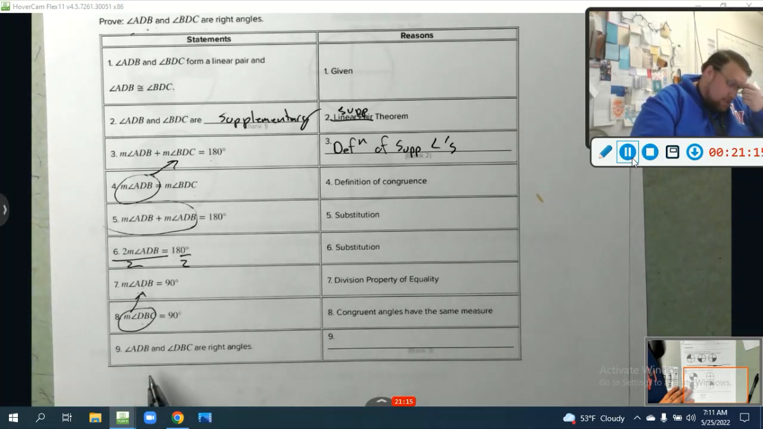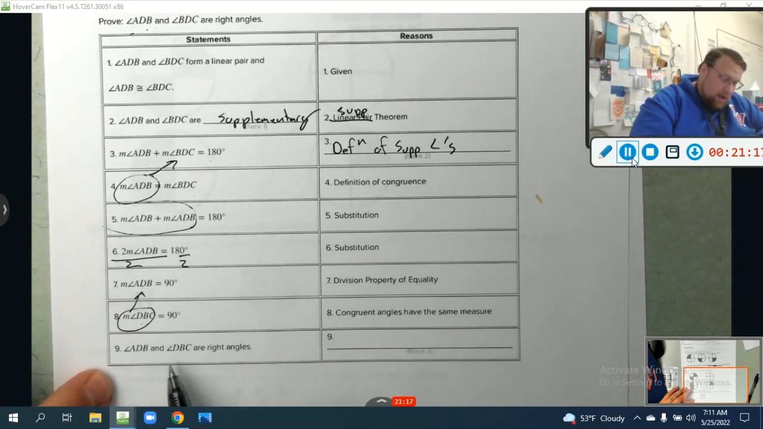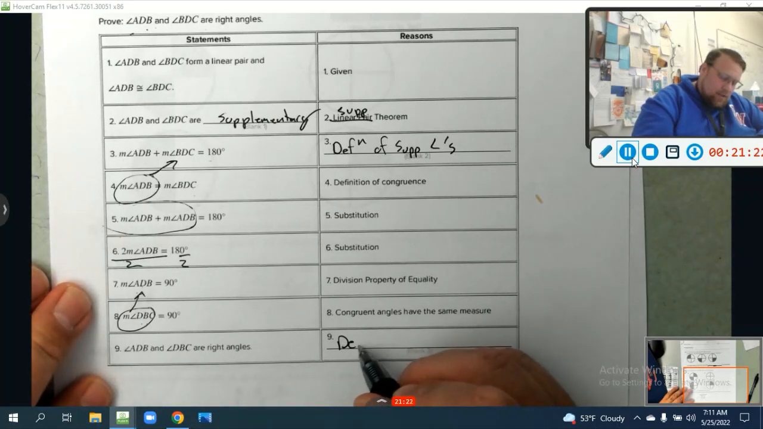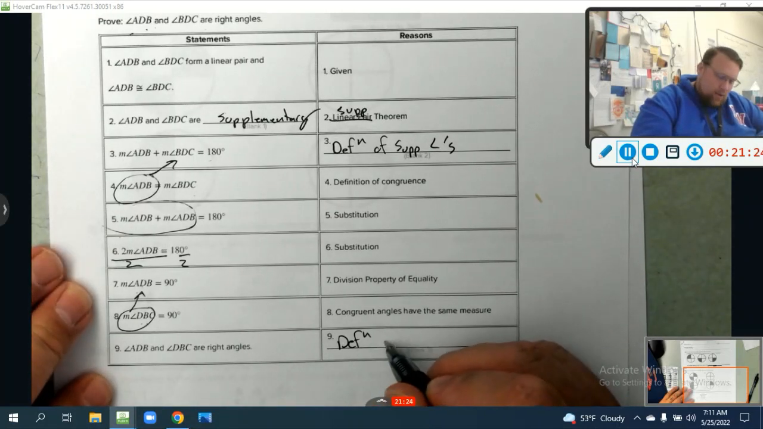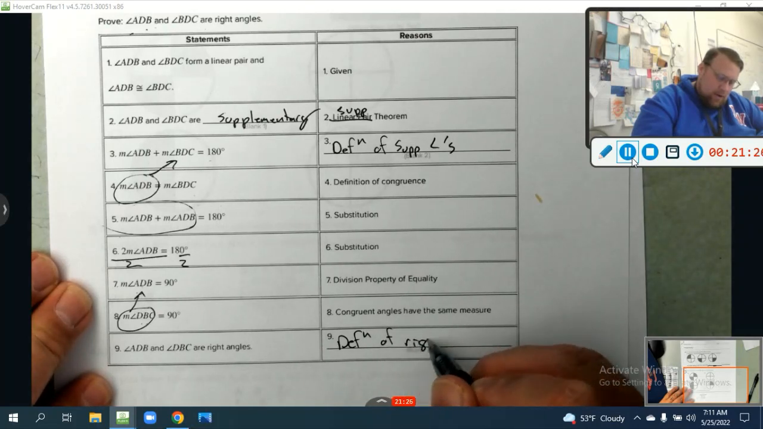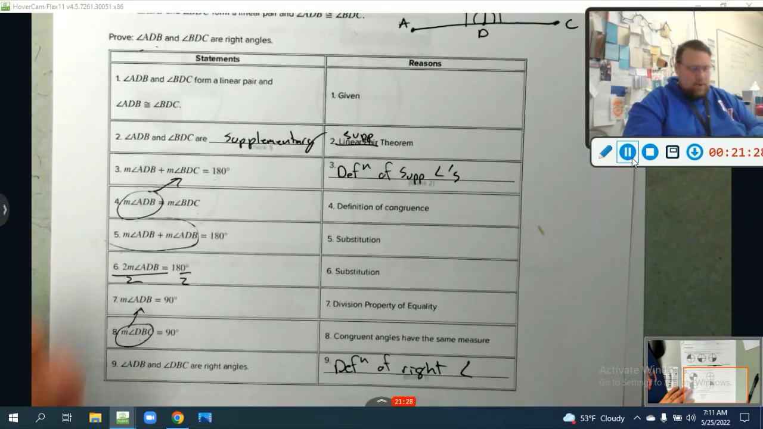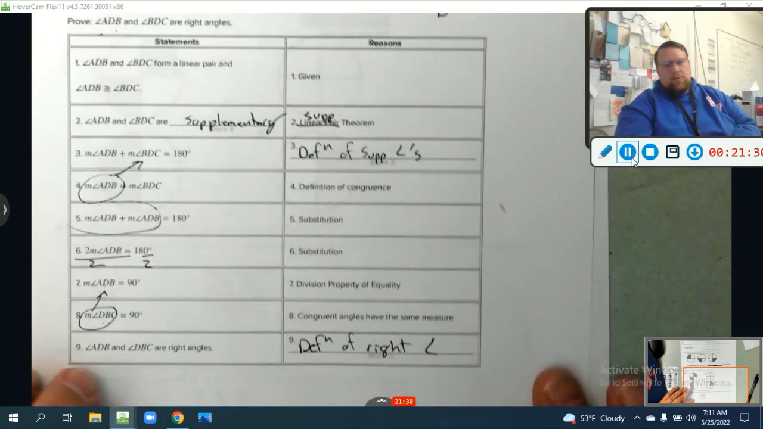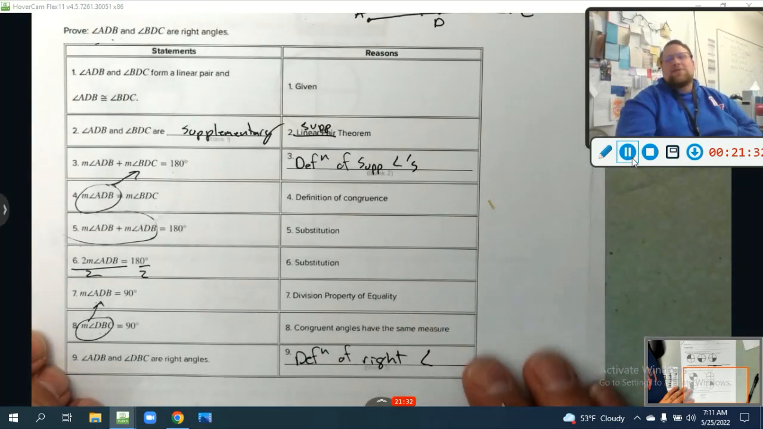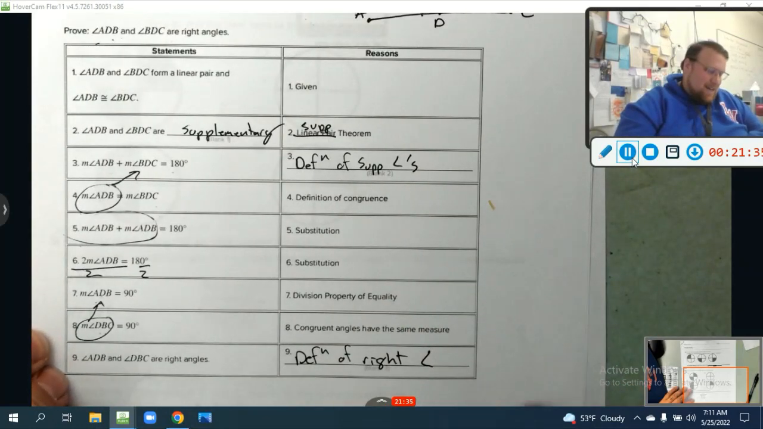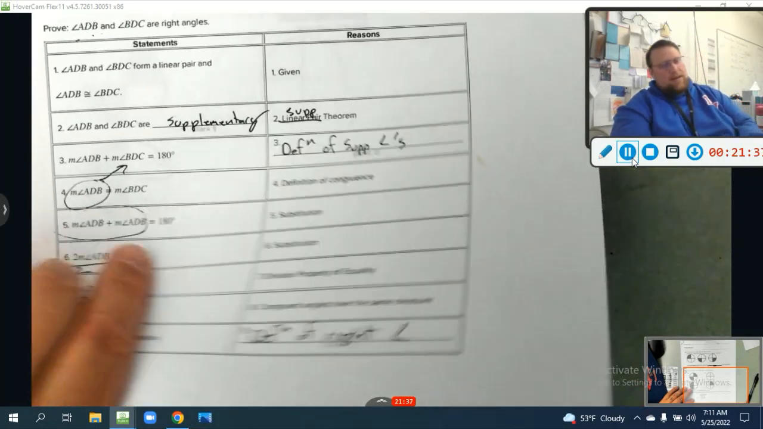And then last, we have angle ADB and angle DBC are right angles. And how do we know that? That's the definition of a right angle. They both equal 90 degrees. Definition of right angle. Awesome. That's a good little proof right there. I know this one was hard because I didn't give you choices, but I think this is good. That's why we're going through it now. We'll go through it as a class.